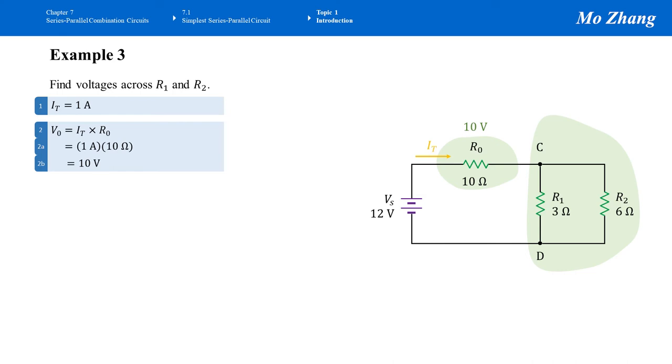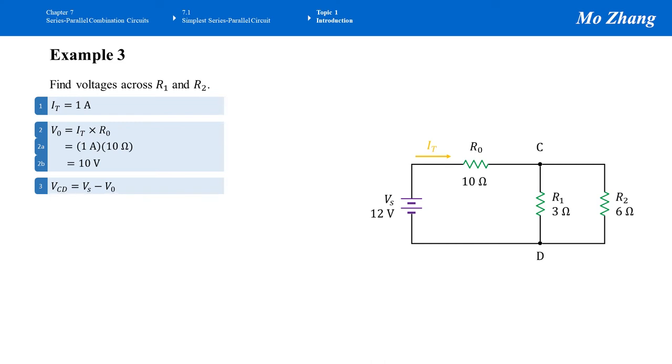We know KVL, the Kirchhoff voltage law. The total voltage in a closed loop equals 0 volts. Or we have another formula for KVL: the source voltage equals the sum of all the voltage drops in the closed loop. So we can say VCD, the voltage between node C and D, equals the total source voltage Vs, remove the voltage drops on R0.